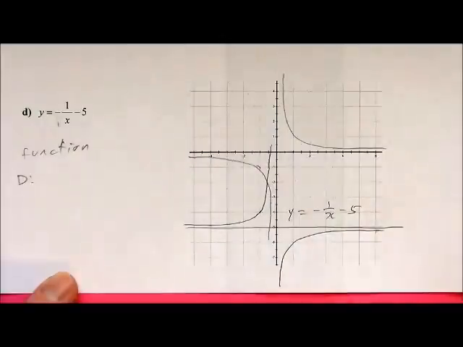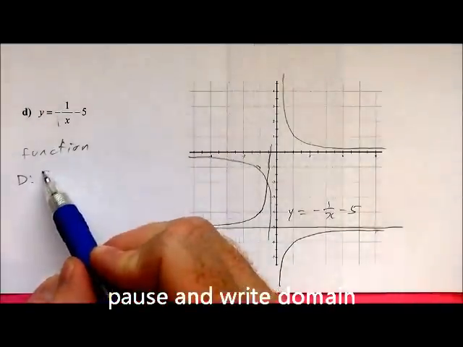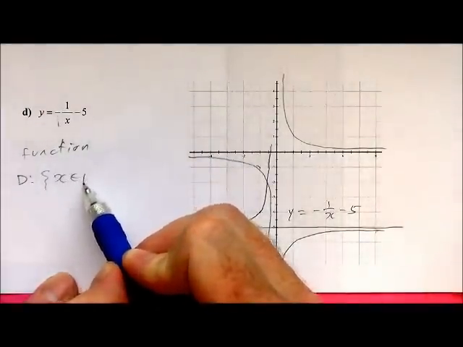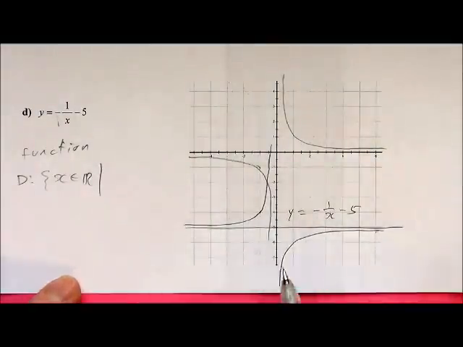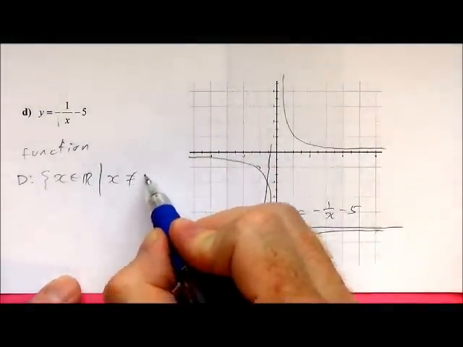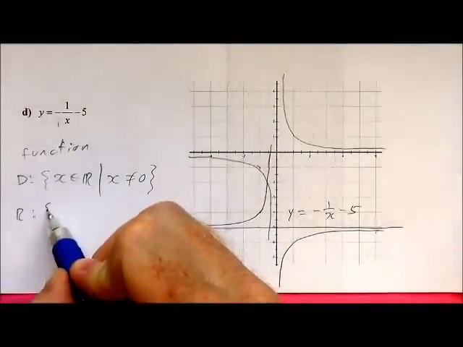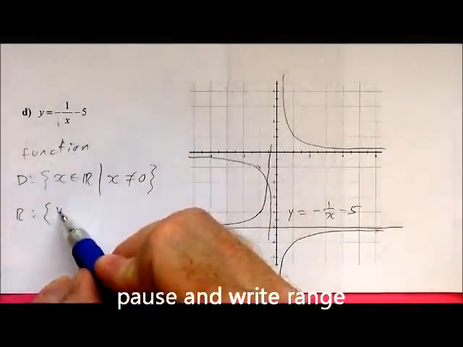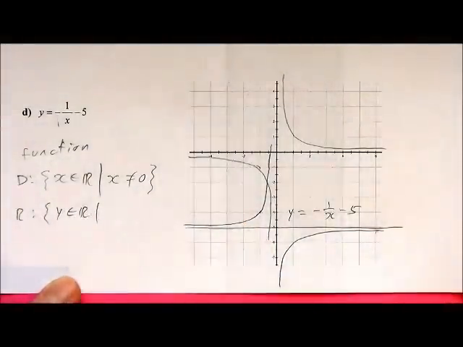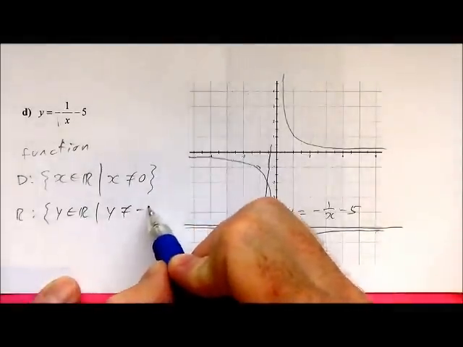And the domain, x is an element of all real numbers such that x does not equal 0. And the range, y is an element of all real numbers such that y does not equal negative 5.